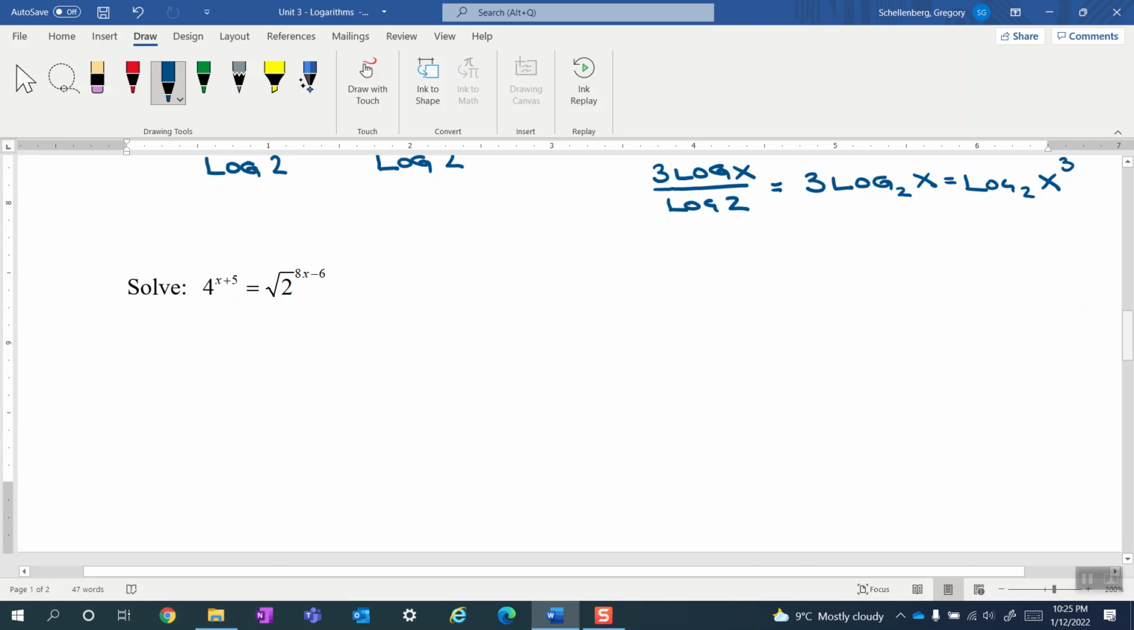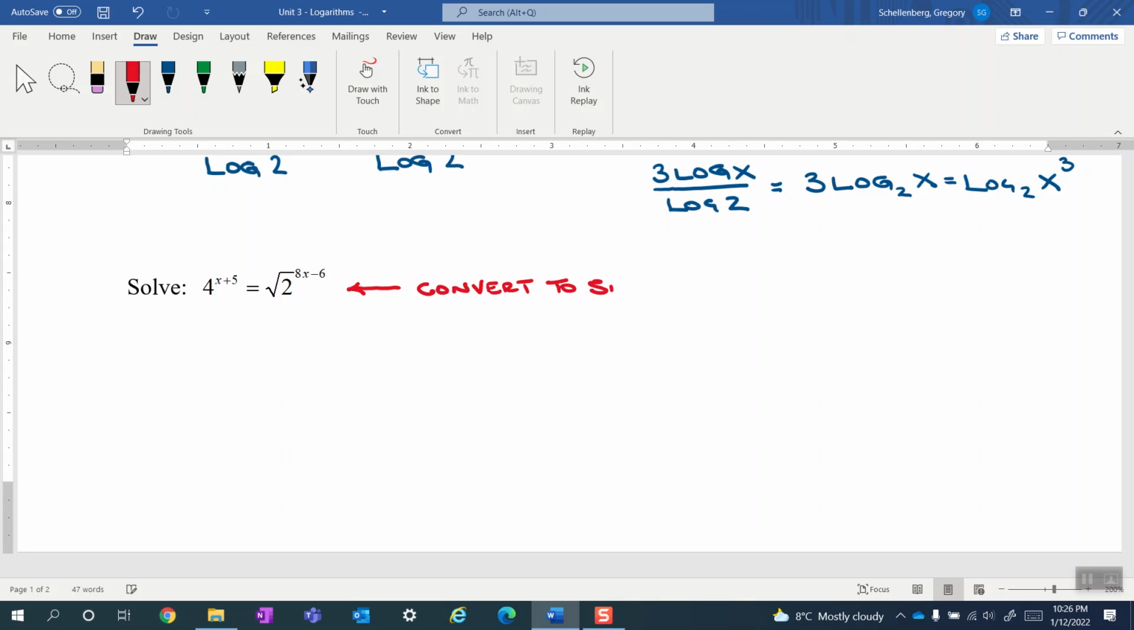Okay, next one. So we've got 4 to the power of x plus 5 is equal to the square root of 2 to the power of 8x minus 6. And so what I want you to notice here is that both 4 and the square root of 2 could be rewritten as powers with the same base. Okay, so let's just leave a note for ourselves here. Let's convert to same base.